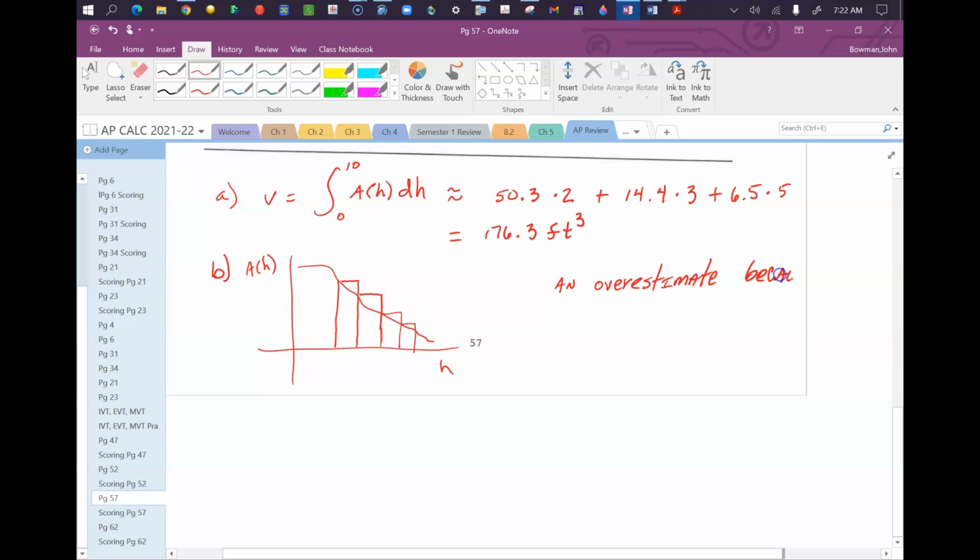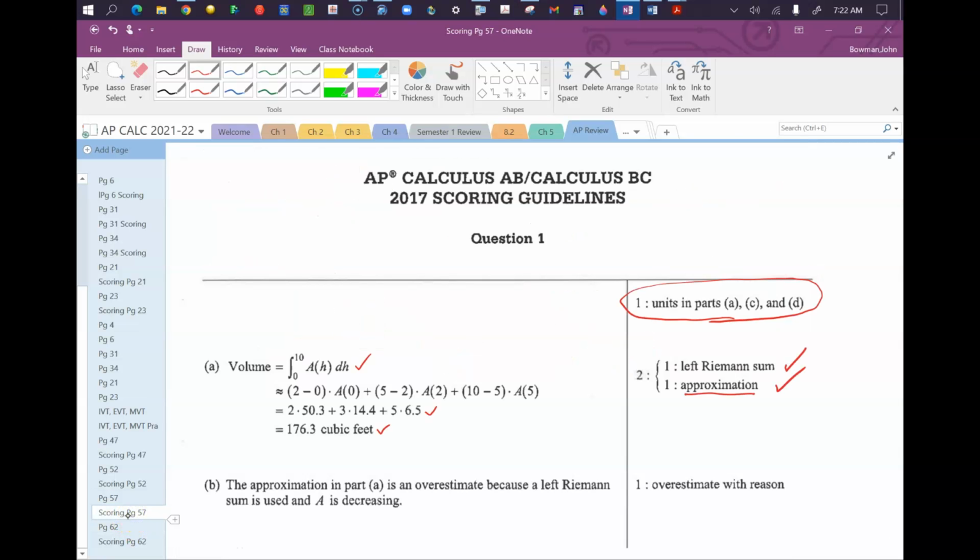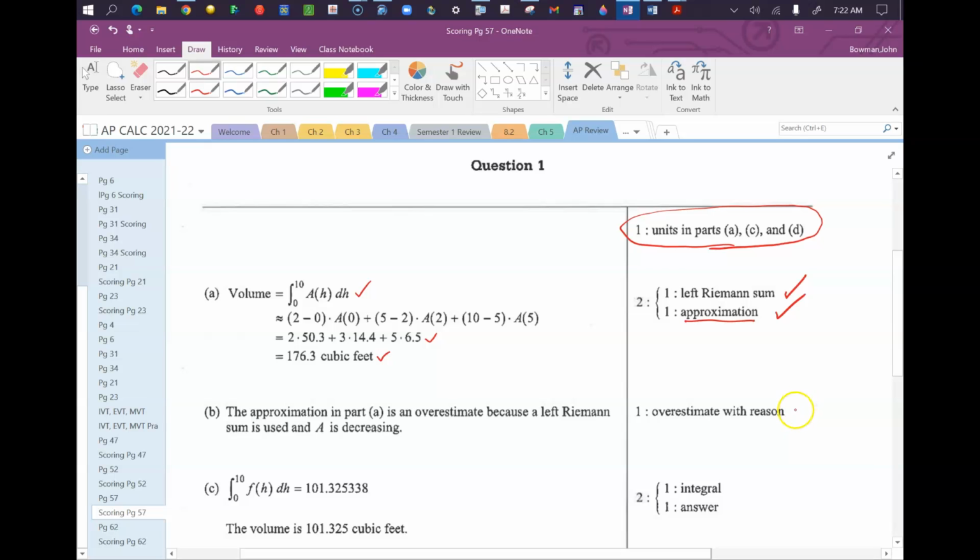because a of h is decreasing on the interval from 0 to 10. Now, whether or not you have to state that on the interval, I doubt, but let's check and see. Only 1 point.